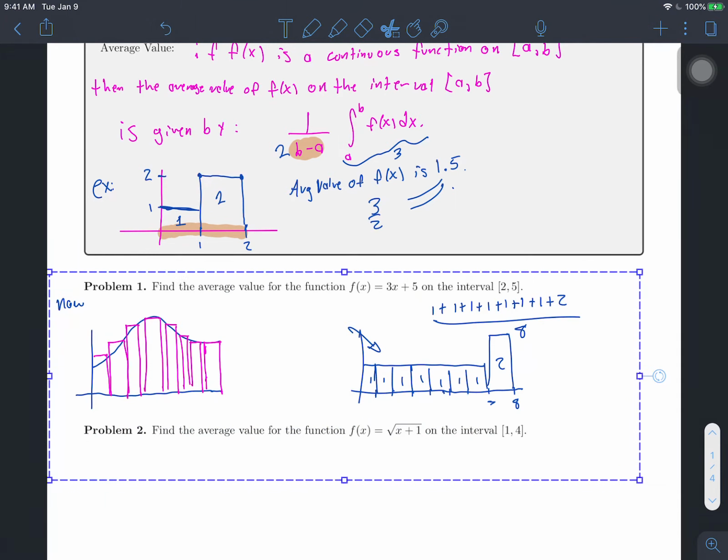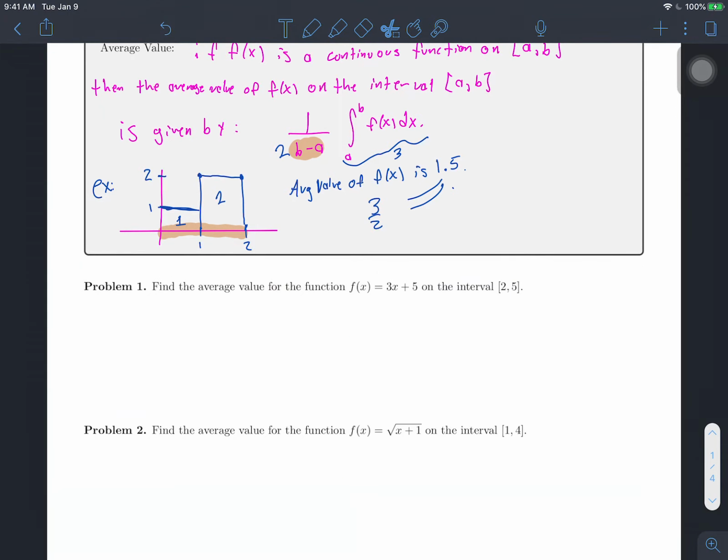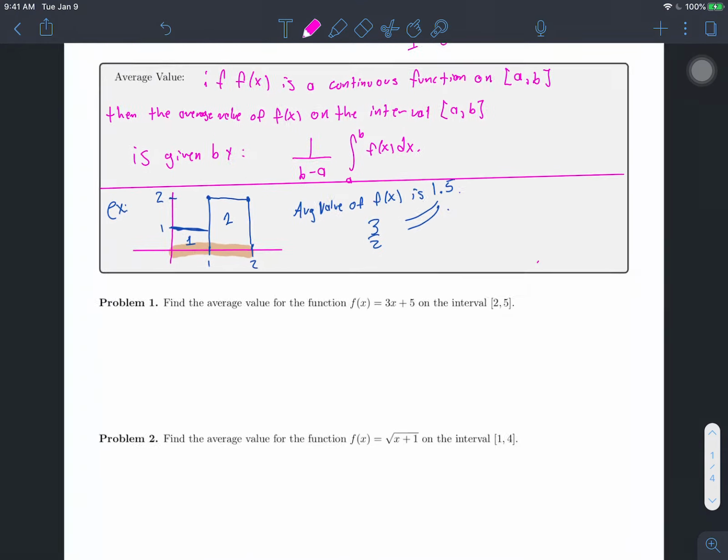Before I erase this, are there any questions about what we're doing? Okay. So let me put a little line here maybe. That was an example. Okay, so now let's do some practice.